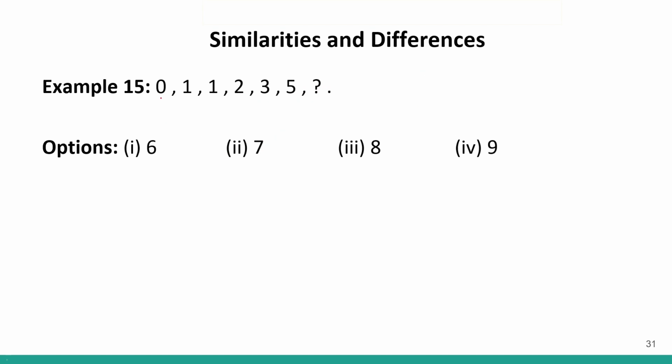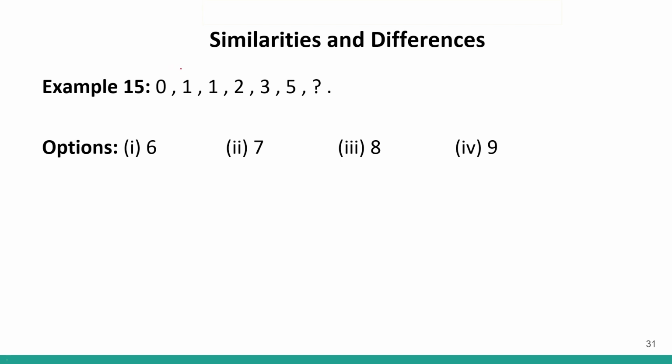Now, 0, 1, 1, 2, 3, 5. From here we are adding 1. From here we are adding 0. Here again 1. Here again 1. Here I'm adding 2. So I cannot make out a logic. Right? If I check with multiplication also, if I multiply anything by 0, I'll get 0 only. So multiplication is also not a logic that is being used.